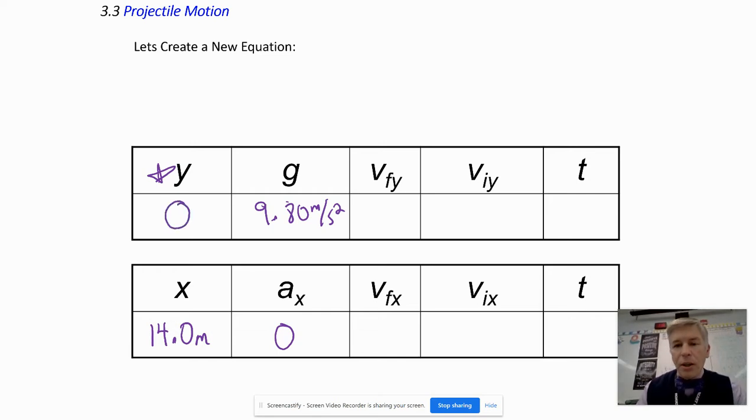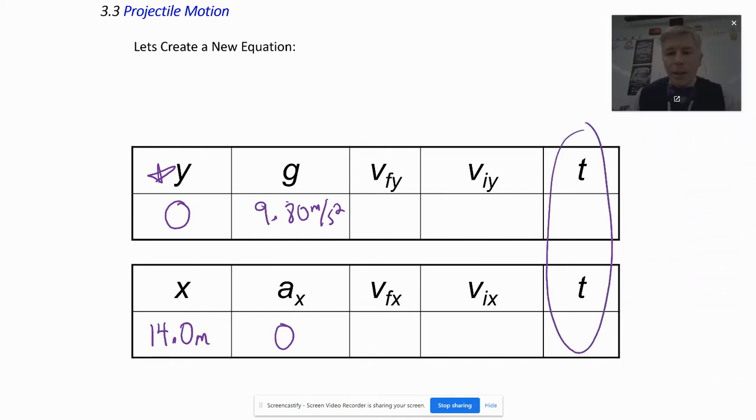Does the y have to be 0? No, but for this one, I want to make it a little bit easier. The other thing we know is these times are actually going to be the same. And so now here's how I have to work it.